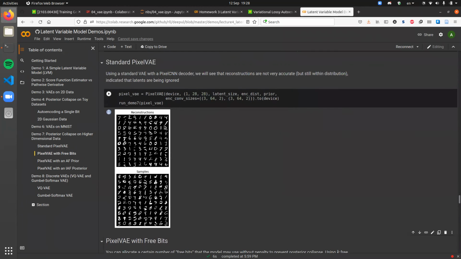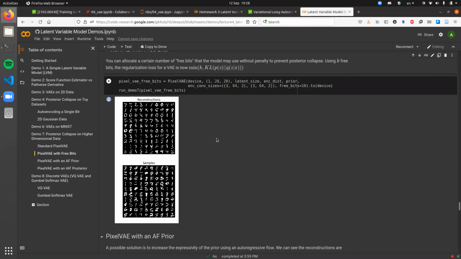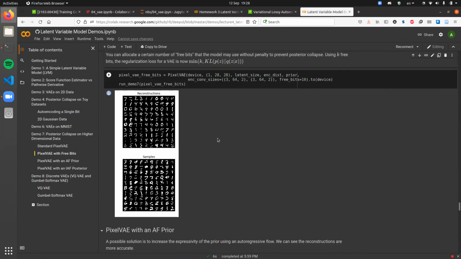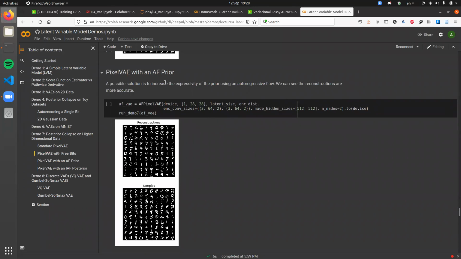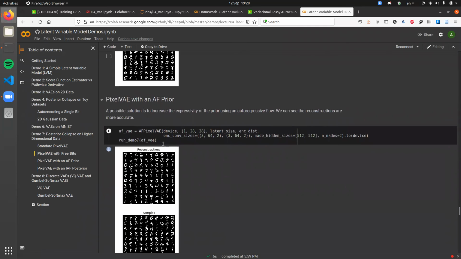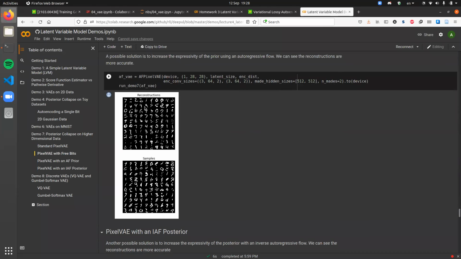in this collab demo for the lecture. So I don't think they quite made it work. Yeah, not sure. Okay, and another way to increase the expressivity of a prior is to use autoregressive flow or inverse autoregressive flow, and yeah, they tried that as well, and once again I cannot tell that it really worked.